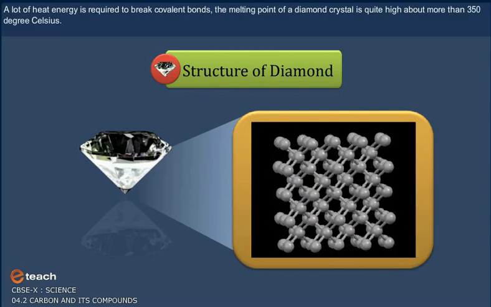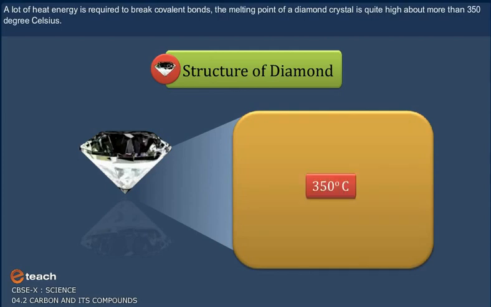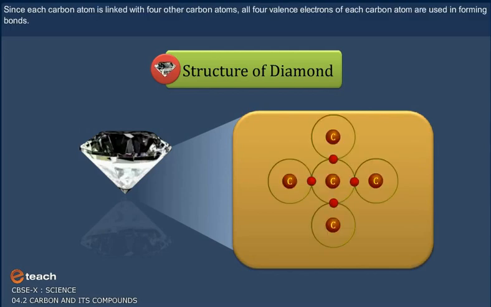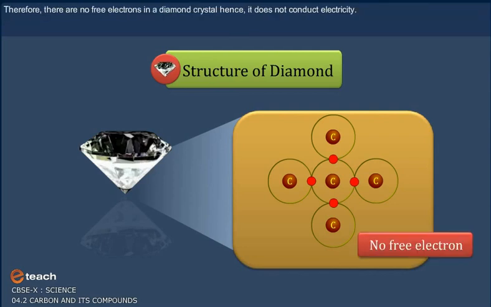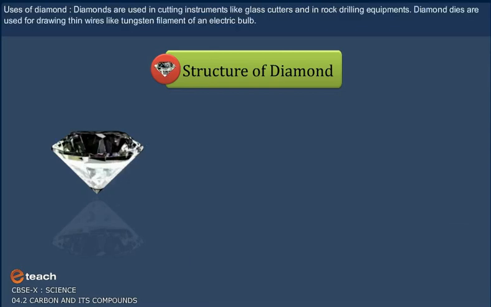A lot of heat energy is required to break the covalent bonds. The melting point of diamond crystal is also very high, more than 3500 degrees Celsius. Since each carbon atom is linked with 4 other carbon atoms, all 4 valence electrons of each carbon atom are used in forming the bonds. Therefore, there are no free electrons in a diamond crystal. It does not conduct electricity.